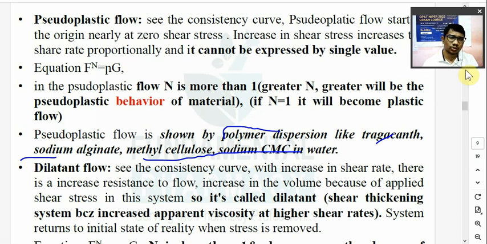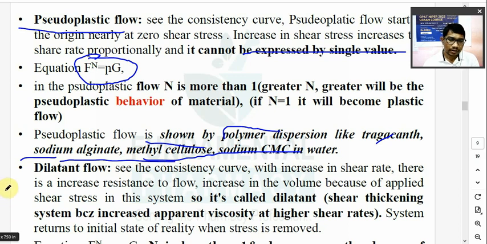याद रखना pseudoplastic flow मतलब क्या है? In pseudoplastic flow, the flow curve or rheogram will start from the zero or origin. If you increase the stress, shear rate will also increase, but it cannot be expressed by a single value. And such kinds of liquids are expressed by this equation F raised to n. So in pseudoplastic flow, n is more than one. If it is one, then it is a plastic flow. If it is zero, then it is nothing but the Newtonian liquid. Pseudoplastic flow is shown by polymer in the solution like gelatin, tragacanth, alginate, sodium carboxymethyl cellulose and methyl cellulose. Now next होता है dilatant flow.